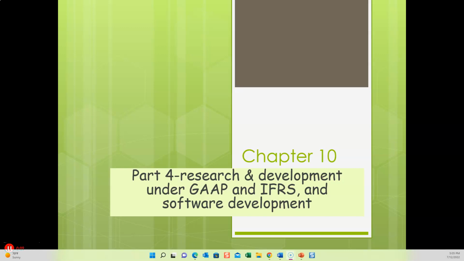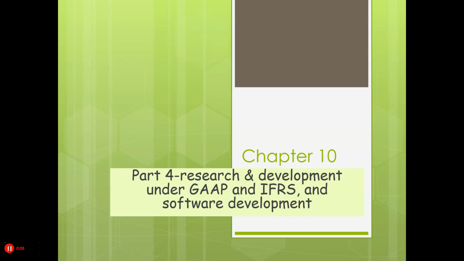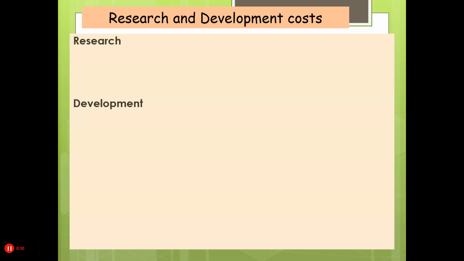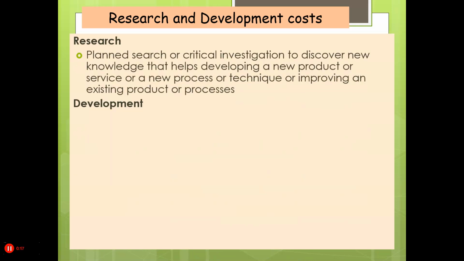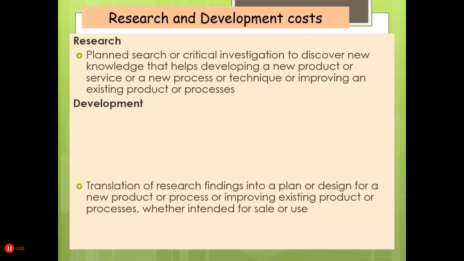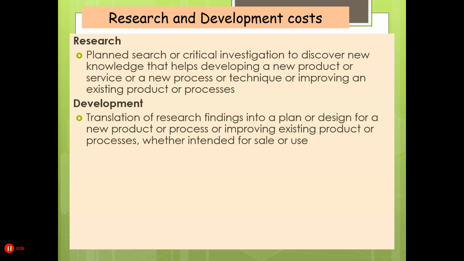Chapter 10, Part 4, Research and Development under GAAP and the International Standard, and we're going to look at software development. So you should understand that when we make a new product, they actually have two phases. There is what we call the research phase, which is planned search or critical investigation to discover new knowledge. And then we have the development stage, a translation of research findings into a plan or design.